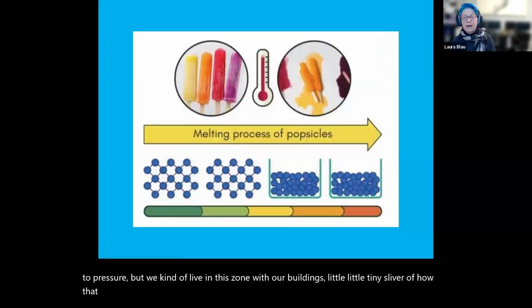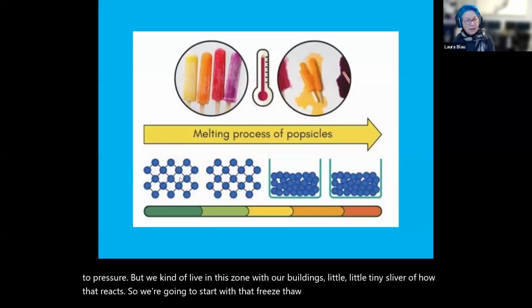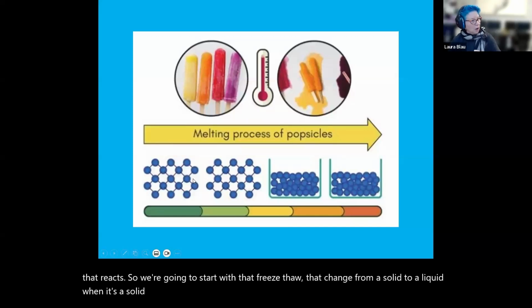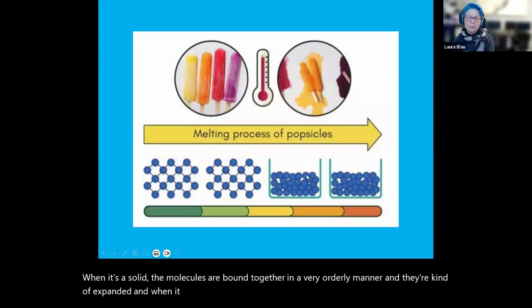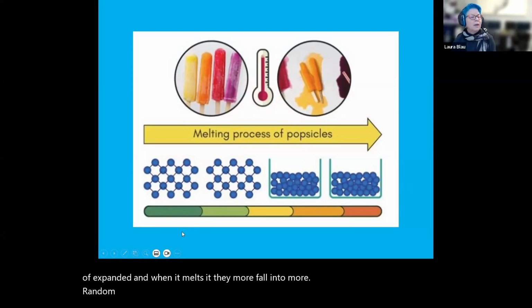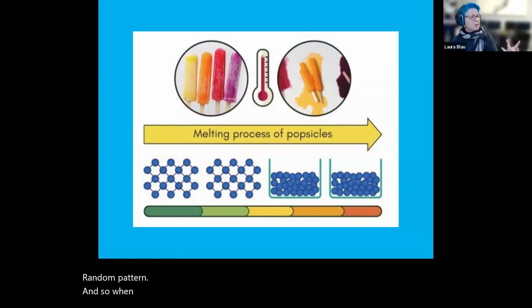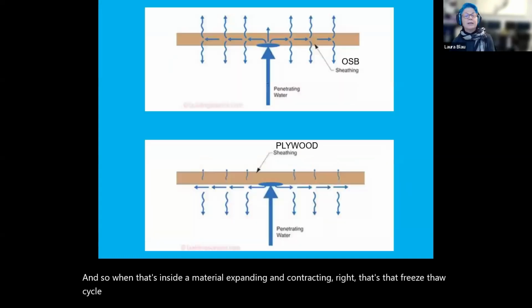So we're going to start with that freeze thaw, that change from a solid to a liquid. When it's a solid, the molecules are bound together in a very orderly manner, and they're kind of expanded. And when it melts, they fall into more of a random pattern. So when that's inside a material expanding and contracting, that's that freeze thaw cycle that is very dangerous. And different materials react differently to that freeze thaw type cycle.